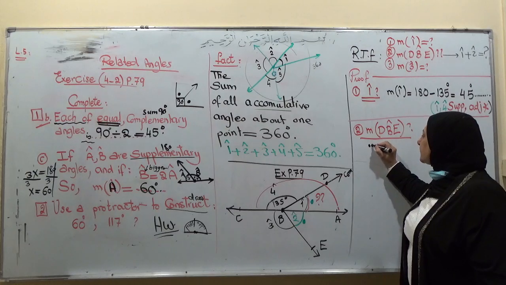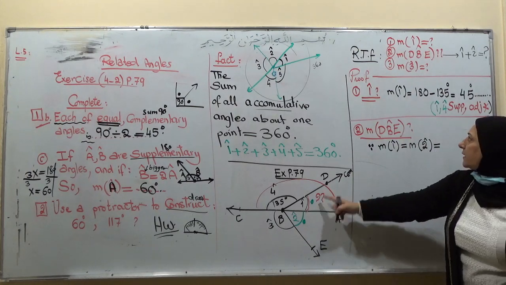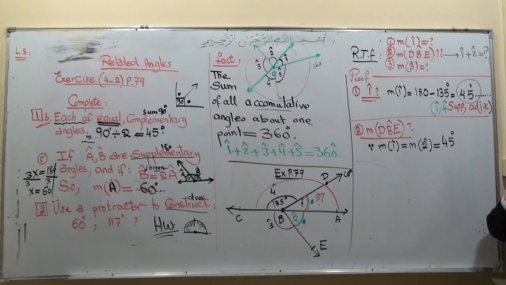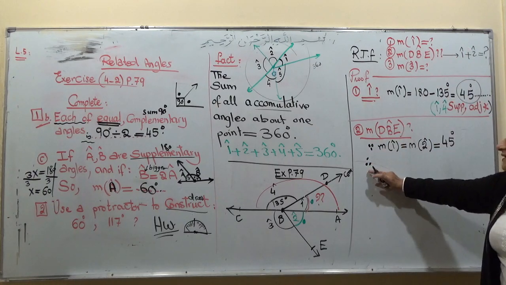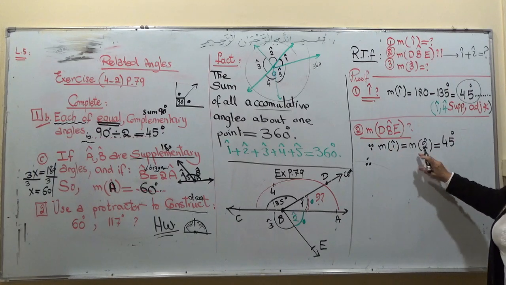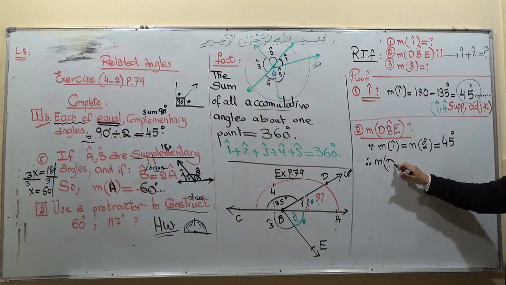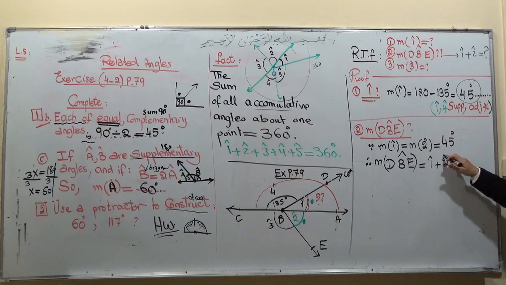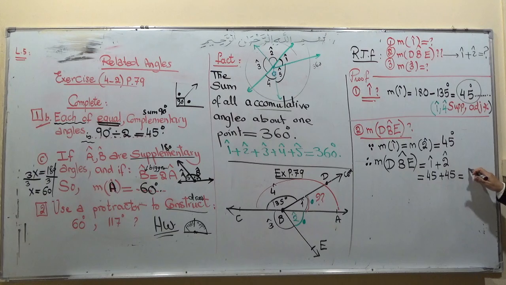I say since the measure of angle 1 is exactly like the measure of angle 2, and angle 1 is 45, it is 45 each. So together, therefore, since this happened, therefore I can conclude that. So the measure of angle DBE is the measure of angle 1 plus the measure of angle 2, so it is 45 plus 45 degrees. It is 90 degrees exactly. So these are the two solutions.